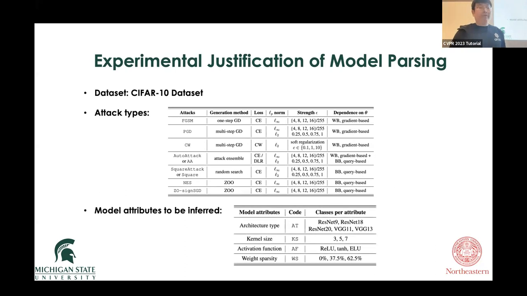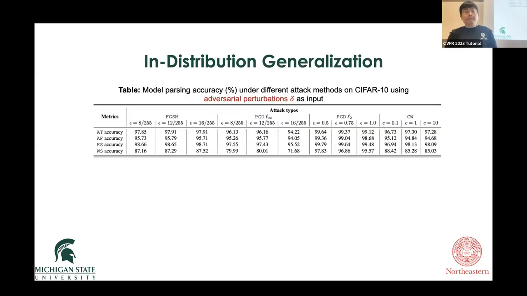For the model attributes that we want to infer, we have four categories: model architecture type (AT), kernel size (KS), activation function (AF), as well as weight sparsity (WS). And for each model attribute, there are many values. We want to correctly infer the specific model attribute used by the adversarial attacks. This is model parsing.